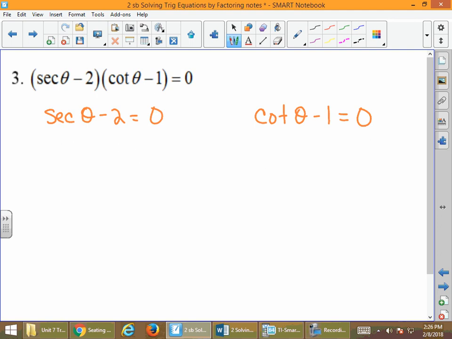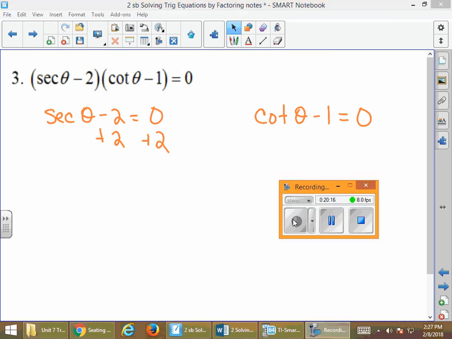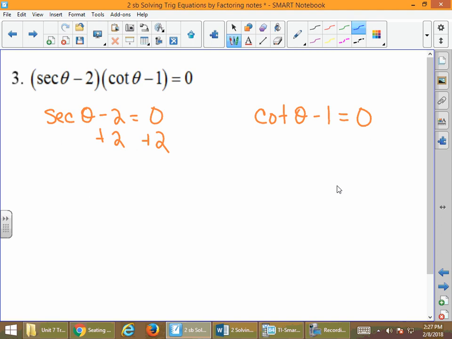And we can put them in the proper form. We can add 2 to both sides. We get secant theta equals 2. But I don't know where secant of theta equals 2. What I do know is that secant has a reciprocal of cosine of theta. And since I'm working with the reciprocal, I need to take the reciprocal of 2, which is 1/2.